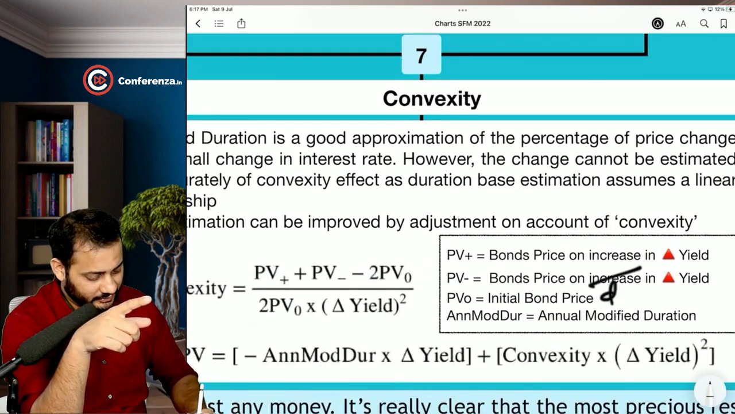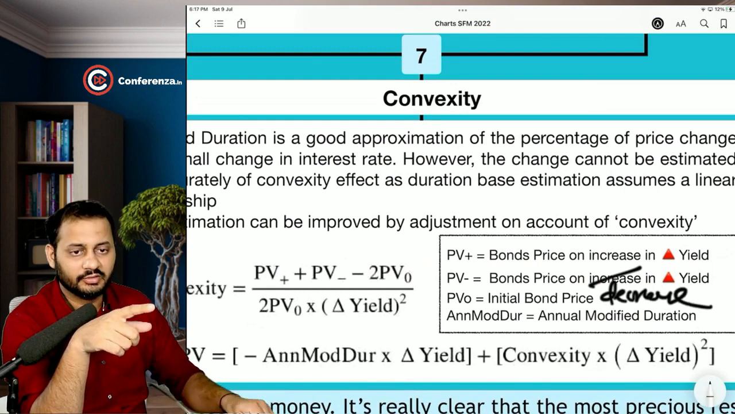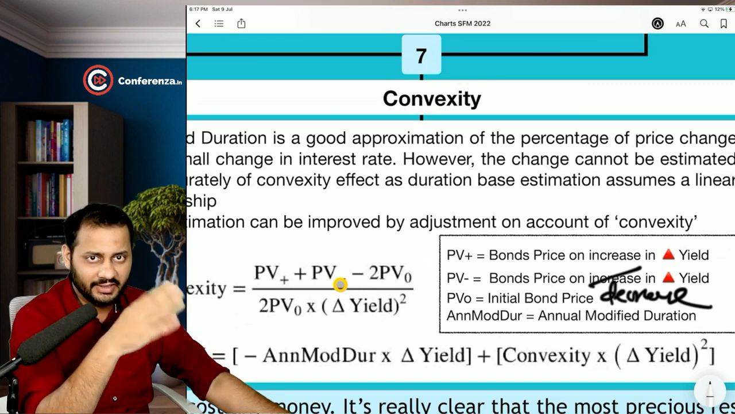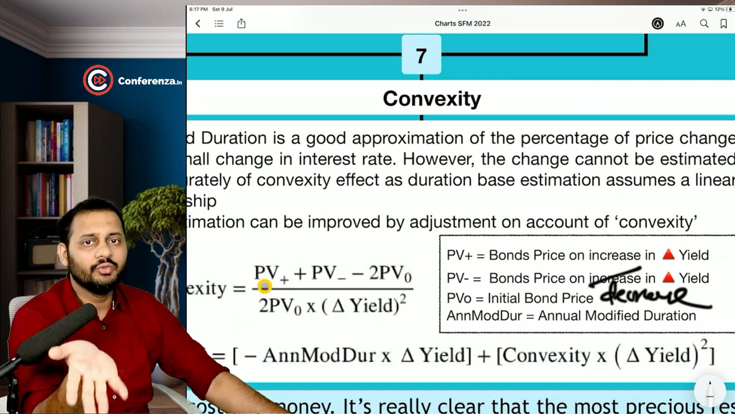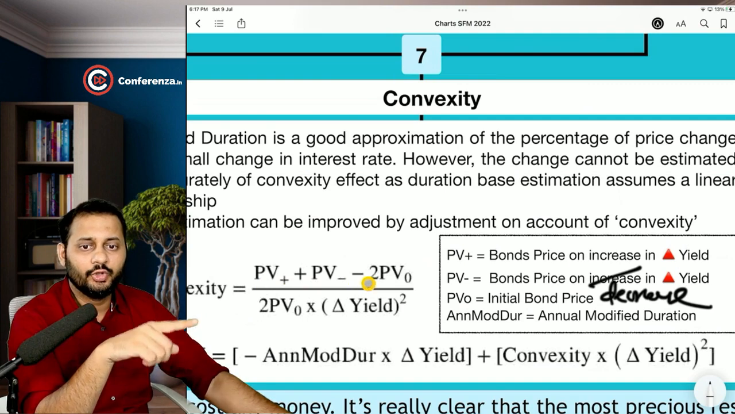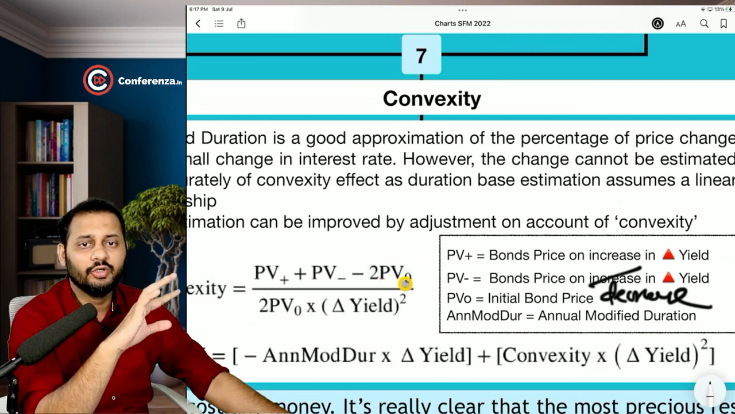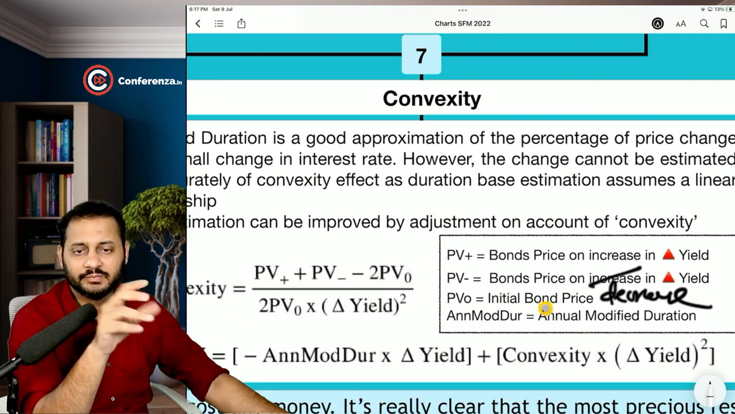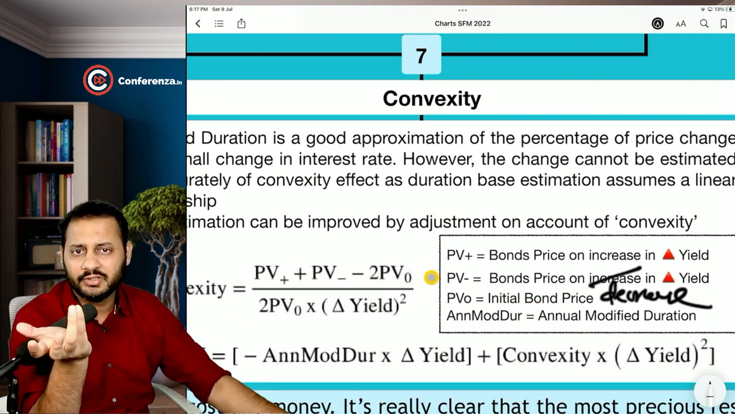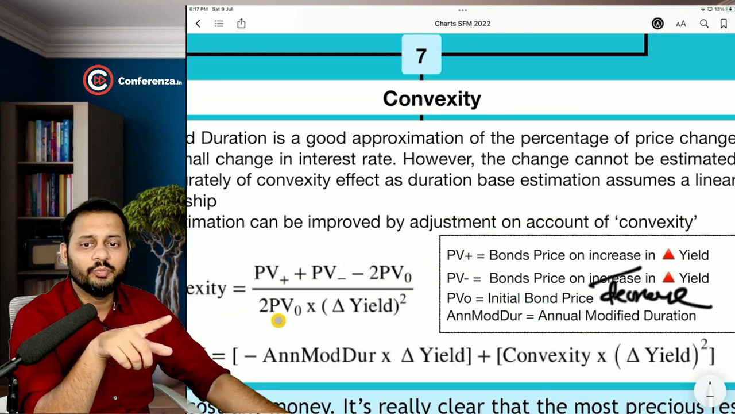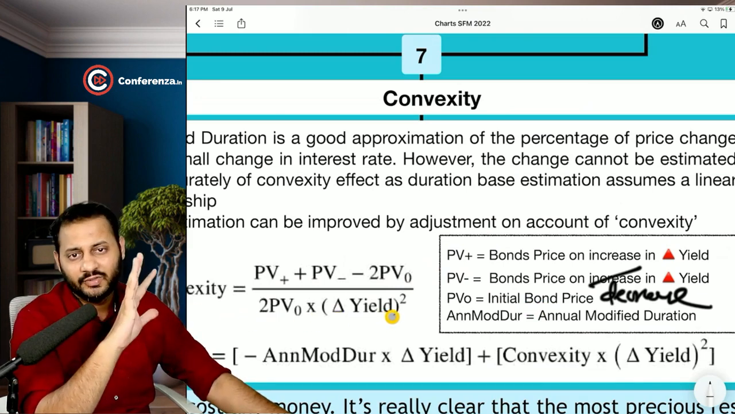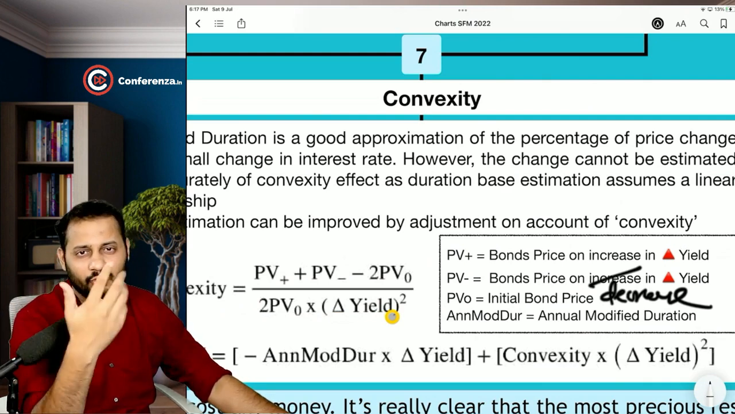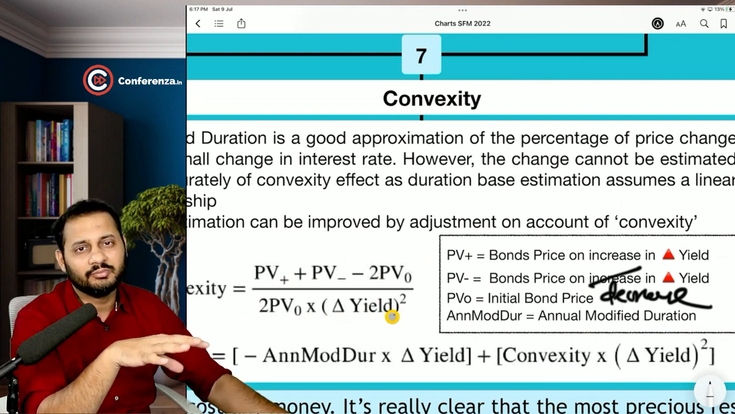Just a correction: PV minus means bond price on decrease in yield. Do the correction in your charts also. PV minus means the price of the bond when you decrease the yield, and PV plus is the price of the bond when you increase the yield. Minus 2 into present value at no change in the yield, or current yield. PV0 means initial bond price, the bond price at 17%, divided by 2 into PV0 into change in yield square. So this formula is a little tough to remember, but there is no other option, and you have to practice a lot so that you can score the marks in the exam.